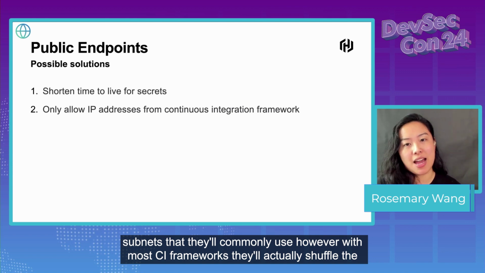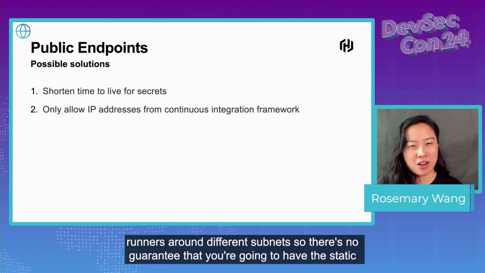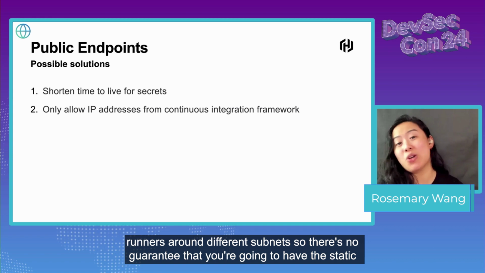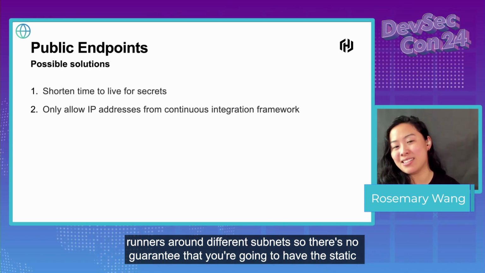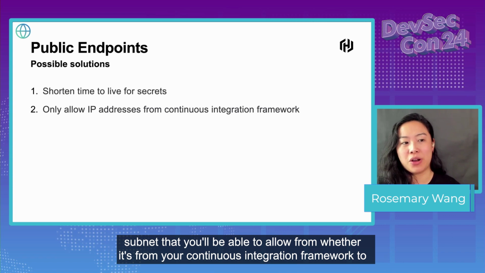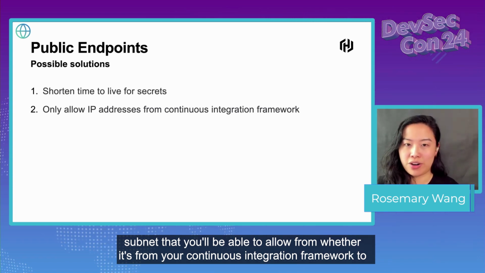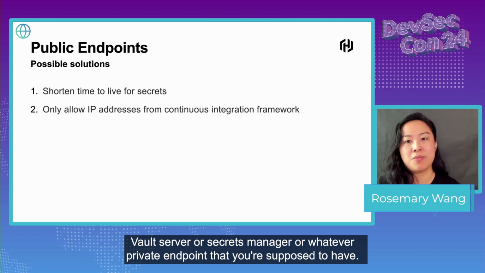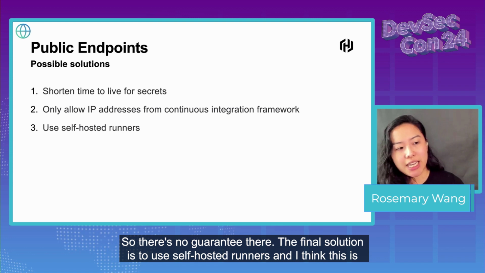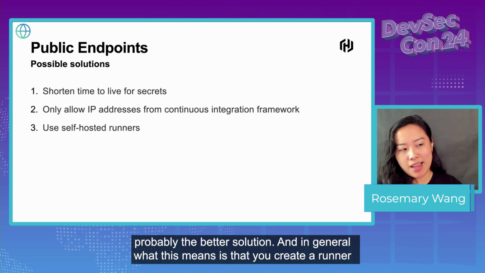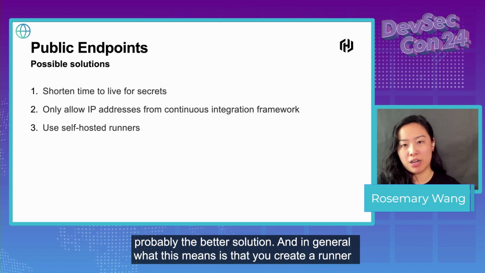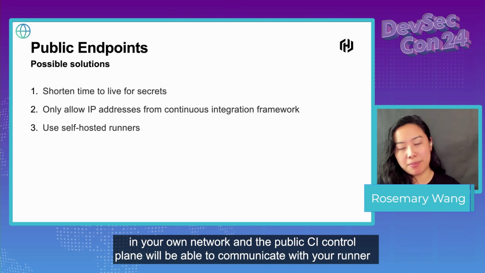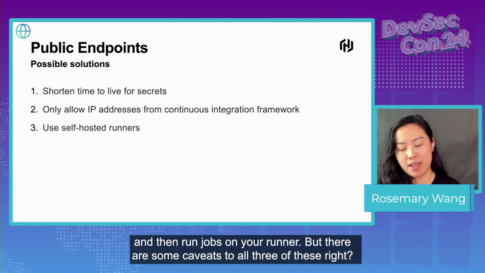However, with most CI frameworks, they'll actually shuffle the runners around different subnets. So there's no guarantee that you're going to have the static subnet that you'll be able to allow from your continuous integration framework to Vault server or secrets manager or whatever private endpoint that you're supposed to have. So there's no guarantee there. The final solution is to use self-hosted runners, and I think this is probably the better solution. And in general, what this means is that you create a runner in your own network, and the public CI control plane will be able to communicate with your runner and then run jobs on your runner.